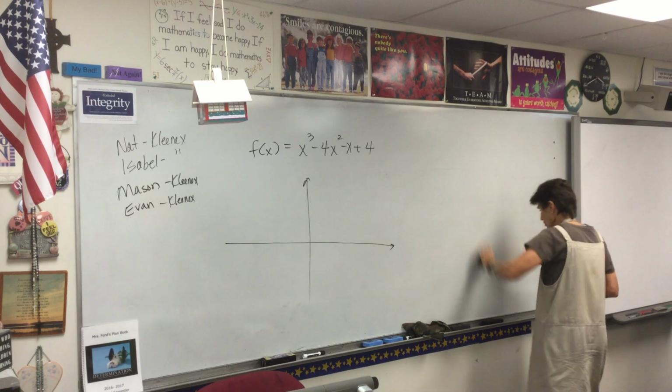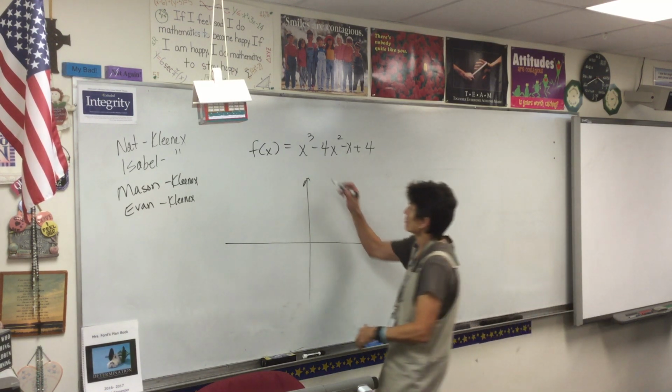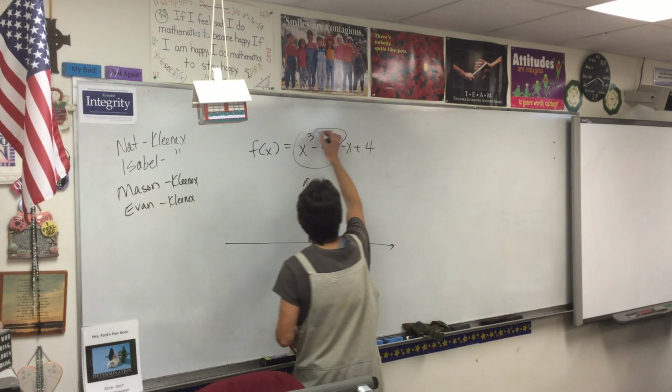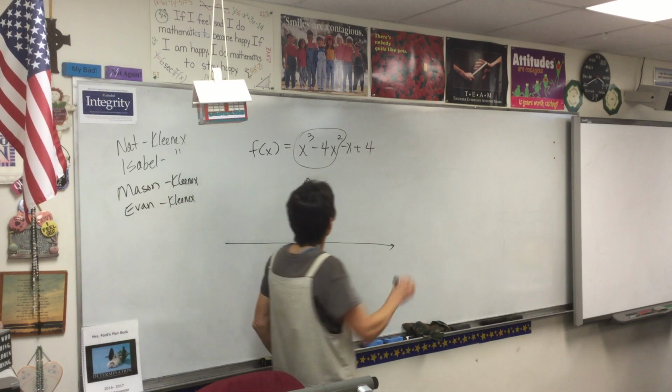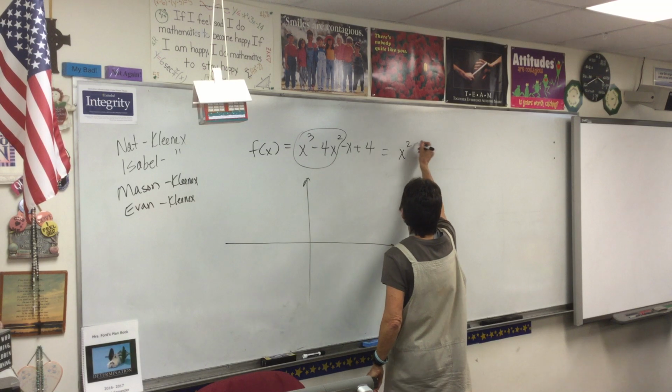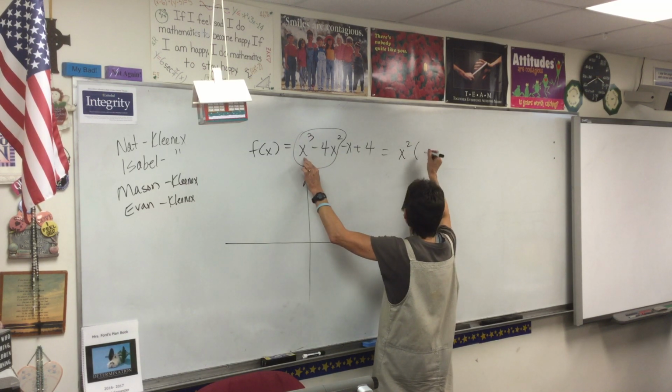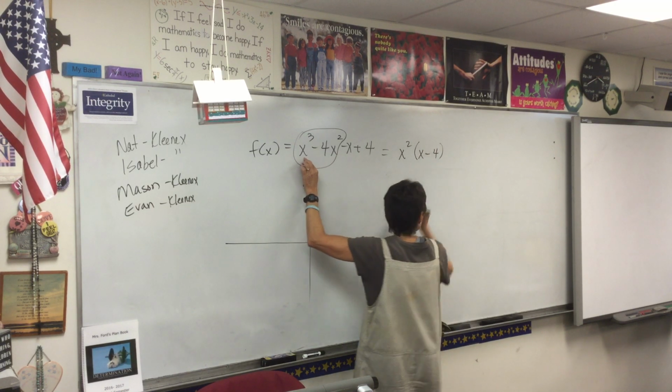So what we're going to do is take the first two terms, and we've already practiced this in other problems earlier. Let's take the first two terms. What can we take out of those? An x squared. So that will be x squared, and then we'll have x minus 4.